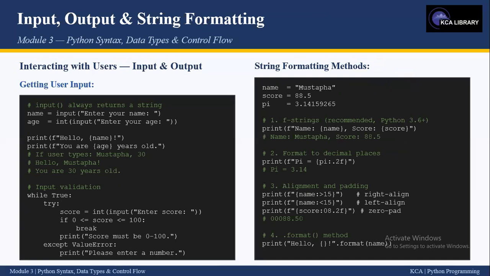Interacting with users: input and output, getting user input. To get user input, that is input(), open and close brackets, it always returns a string. Name, you declare it as input, enter your name. Age is an integer, so you input, enter your age. So print f hello name, print f you are age years old. If the user types Mustafa, 30: hello Mustafa, you are 30 years old.